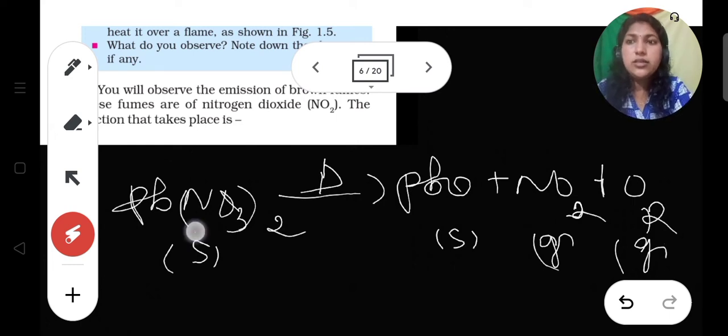So here see, nitrogen is 2, oxygen is 6, lead is 1, lead is balanced, but nitrogen is 2, oxygen is 6, here also nitrogen is 1, oxygen is 2 plus 2 plus 1, that is 5. So we want to just balance both the sides. Okay, left and the right side. If left and right both are equal, then we can call it a balanced chemical equation. This is not a balanced equation.